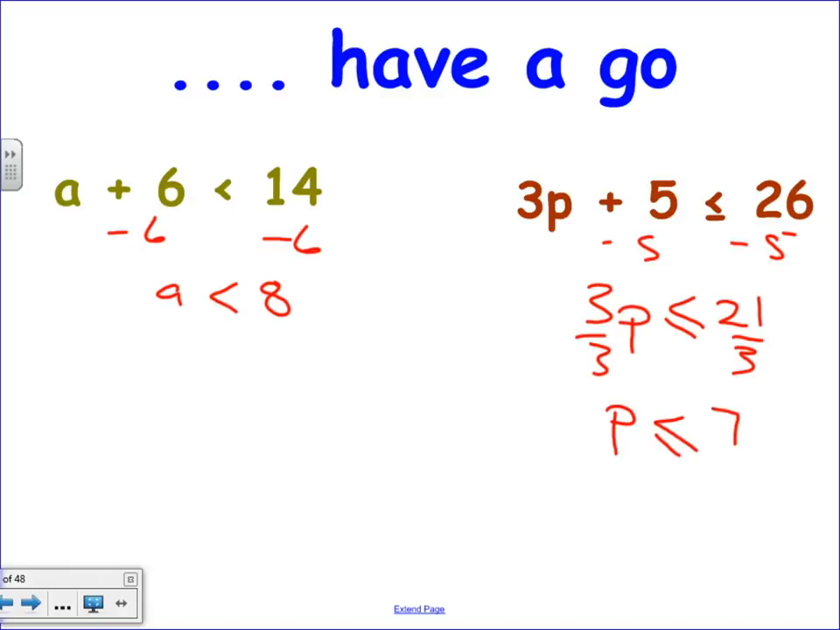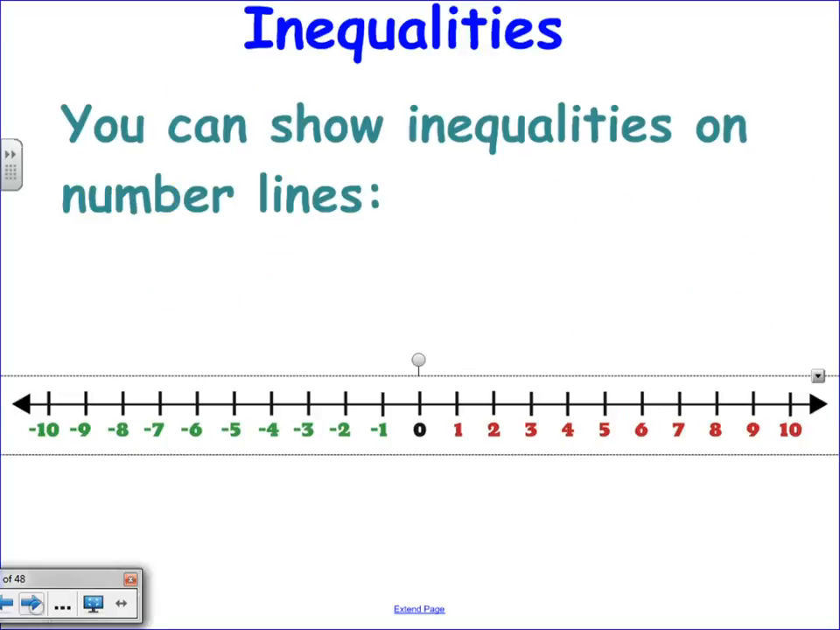Okay? So now, can p be 7? Yes, because it's got the equal to. So let's put 7 in. 3 7s are 21, plus 5 is 26, so 26 is equal to 26. We're happy with that, yeah? Sorted. That's it. Okay. So let's move on and show these inequalities visually, which is what they're going to do. It's one of their favourite questions, showing inequalities on number lines.